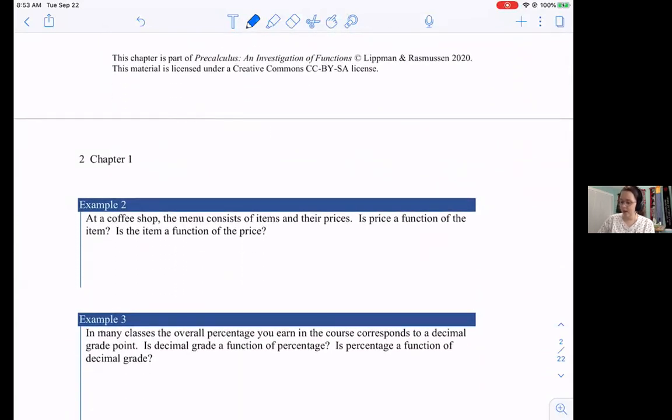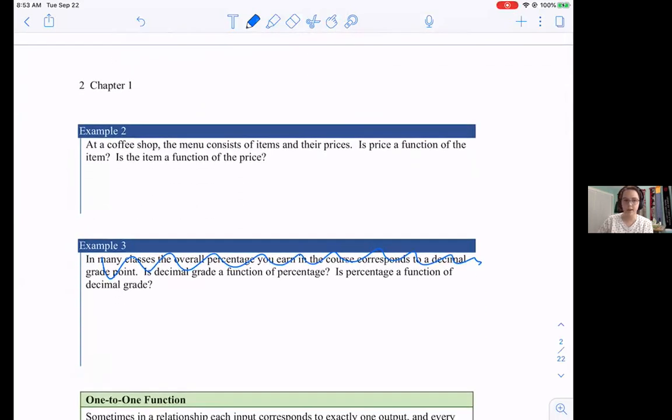All right, at a coffee shop, the menu consists of items and their prices. Is the price a function of an item? So if you know an item, are you guaranteed to know the price? Like, is there only one price that corresponds to the item? Including size. So if I walk up to a Dutch Bros and I say, hey, I want a medium white hot chocolate, am I going to get a specific price, or are they going to be like, yeah, today it's $2.50, but tomorrow it's $3, and yesterday it was $1.55? So there's only one price that corresponds to each item.